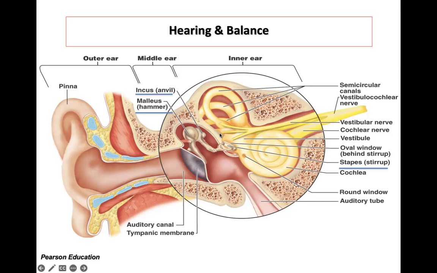What's in the middle ear? Three pieces of bones, okay? So we have the incus, malleus, and then the stapes, right? You need to memorize the names, but just know there are three little pieces of bone. These are the smallest bones in your body, right? They're very tiny, but very important. Now, the last piece of bone is connected to the inner ear, okay?